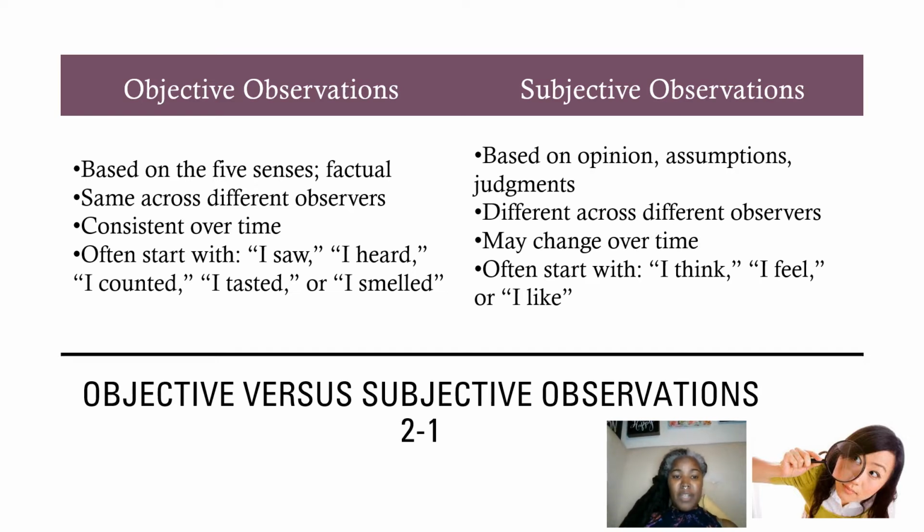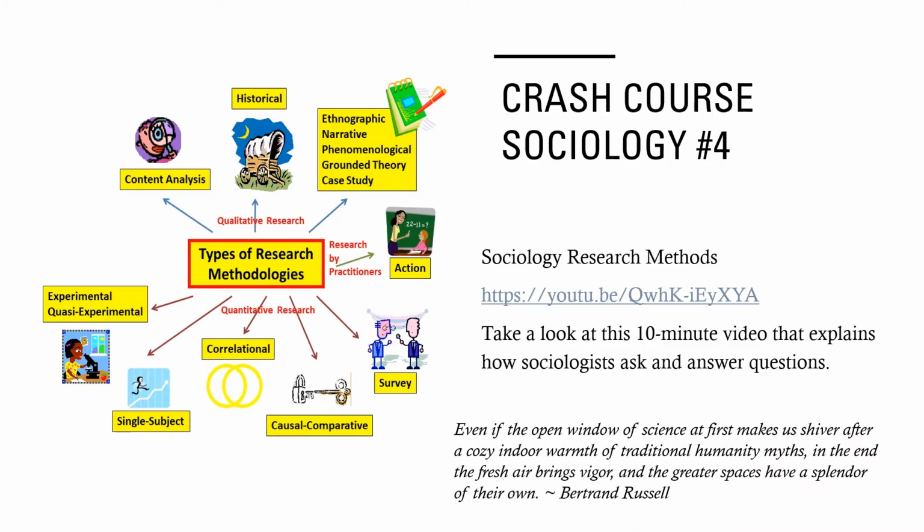Whereas objective observations are based on the 5 senses and they tend to be more factual. And they're the same across different observers and consistent over time. It often starts with I saw, I heard, I counted, I tasted, or I smelled. In Module 1, you learned about science and how social scientists use systematic methods to ask and answer questions. I'm including a link to a crash course here that explores the different ways that sociologists ask and answer questions.